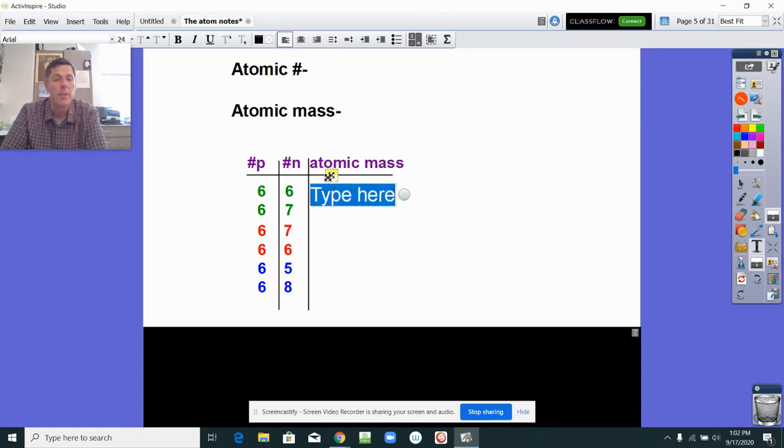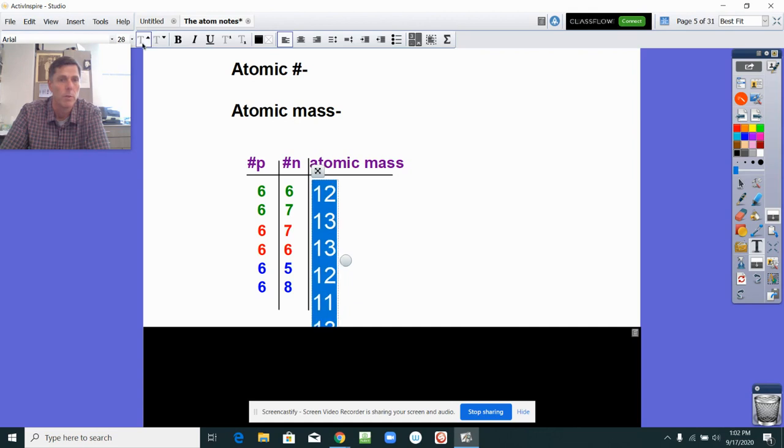Now, if I were to go through and figure out the mass, remember mass is protons plus neutrons. The very first one, it's 12. Next one, 13. Sorry, my numbers are getting a little off. Actually, 14 on the last one, sorry. I'll correct that in a second. There we go. That's 14. A little bit off, but we get the idea.